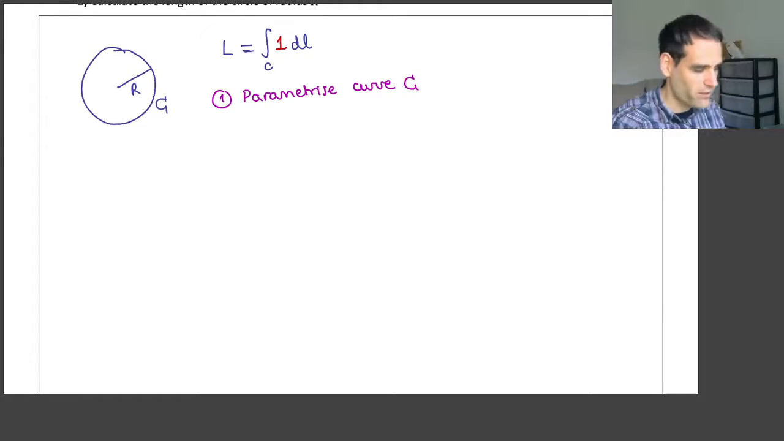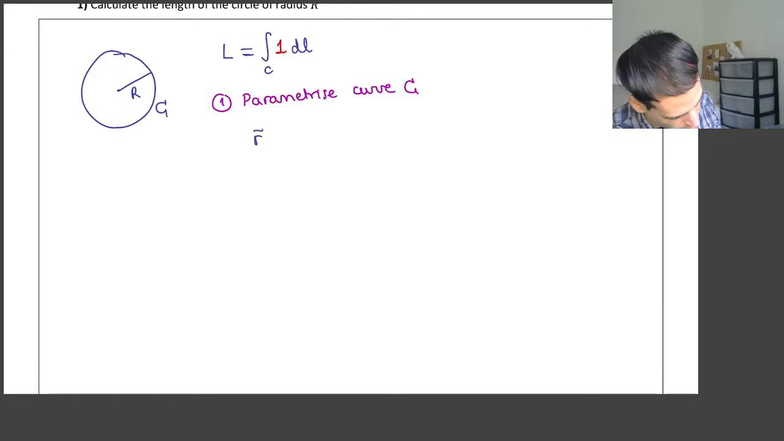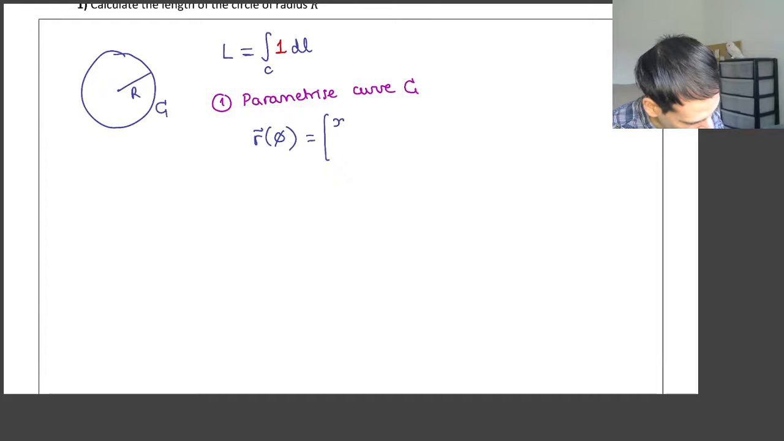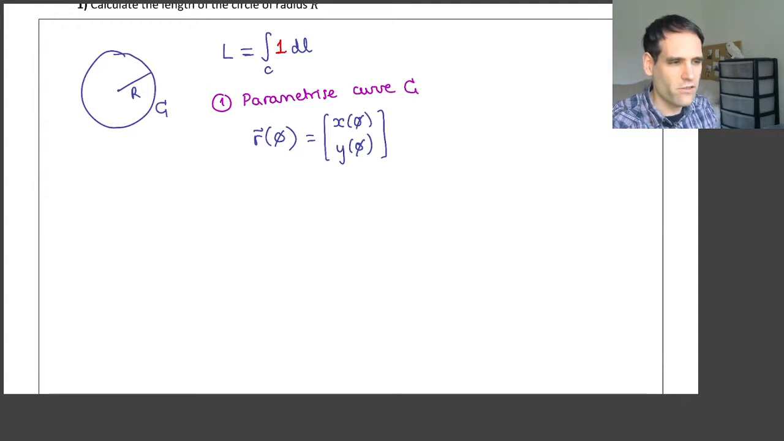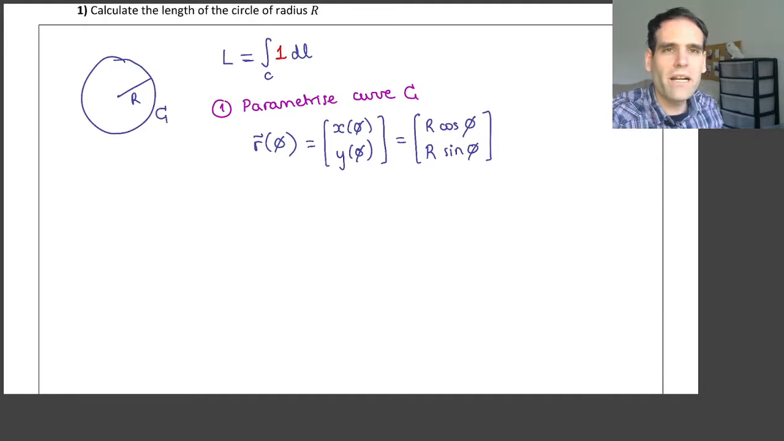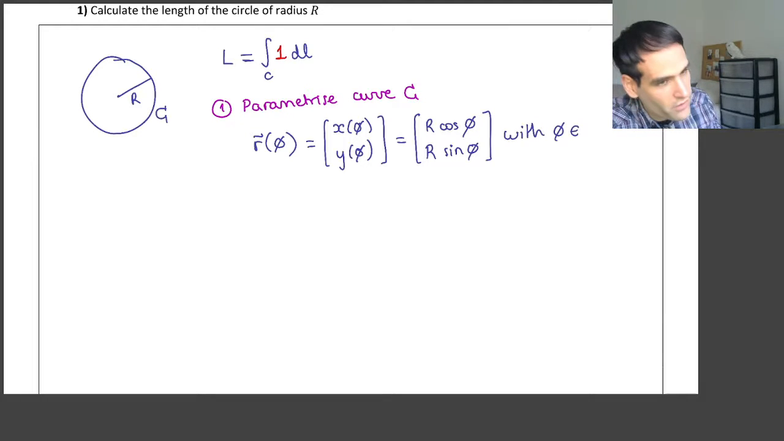And the way I'm going to parameterize our curve is we need to find a vector as a function of some parameter, and I'm going to call this parameter phi, because it's going to basically be the angle. So of course this vector is x of phi and y of phi. We're in 2 dimensions, so we only need 2 elements in vector r, and these 2 functions are going to be r cosine phi and r sine phi. This is the well-known way to parameterize a circle using polar coordinates. Okay, and what are the limits? So phi goes between 0 and 2 pi.